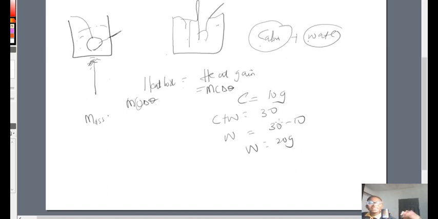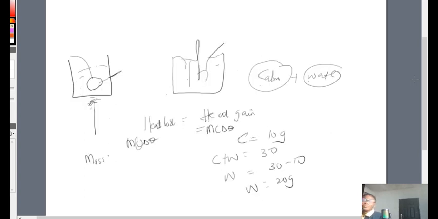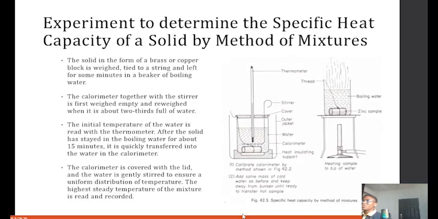It's just as simple as that, because those are the things losing and gaining heat. The one losing it is here, the one getting it is here. So those are the things. If you understand that simple principle, you'll be able to solve any question on it. So, the solid in the form of a brass or copper block is weighed and tied to a string and left for some minutes in a beaker of boiling water. Yes, look at it now, left there.